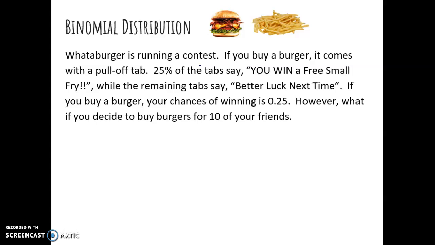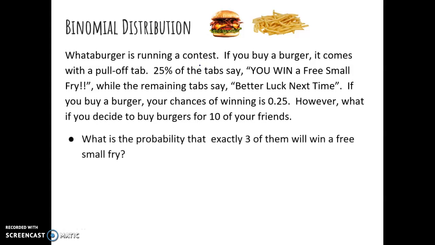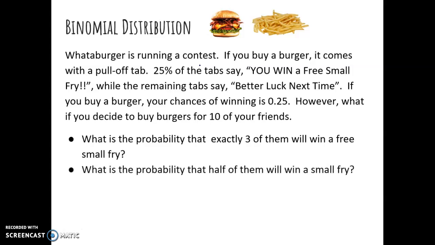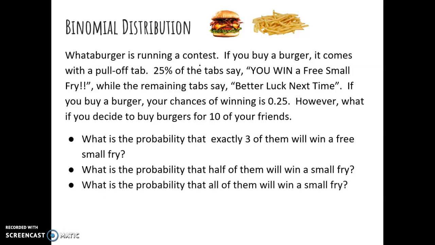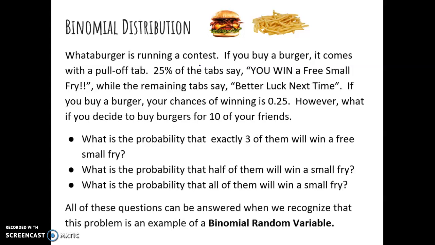However, what if you decide to buy burgers for 10 of your friends? What's the probability that exactly 3 of them will win a small fry? Or what is the probability that half of them will win a small fry? What is the probability that all of them will win a small fry? So all of these questions can be answered when we recognize that this problem is an example of what is called a binomial random experiment. And so we're going to talk about something called binomial random variables.